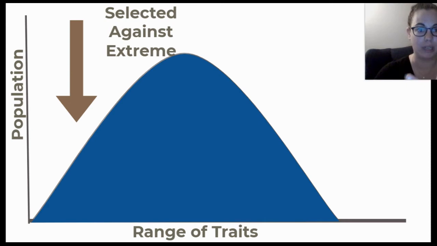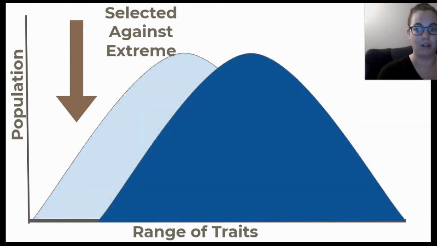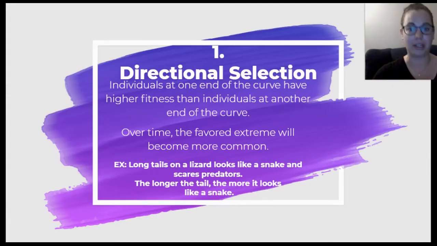Meaning that bird is going to eat those blue butterflies. It's selecting against being blue, which means over time, my population is going to shift over. This type of selection is called directional selection. So you're going to write this directional selection in your notes. Individuals at one end of the curve have a higher fitness, they are better than individuals at the other end of the curve. So being a red butterfly is better than being a blue butterfly. Over time, the favored extreme will become more common. My population is going to become more red.